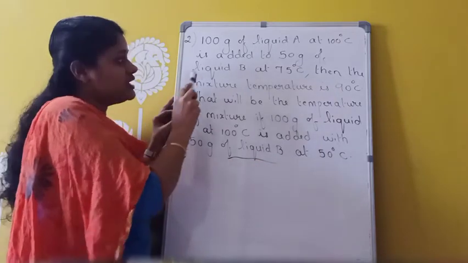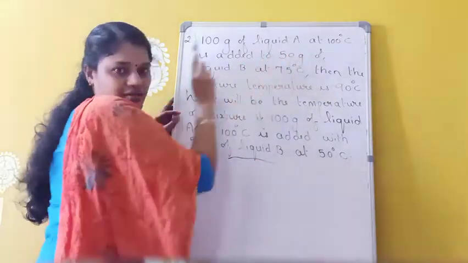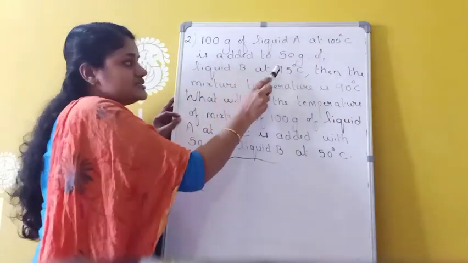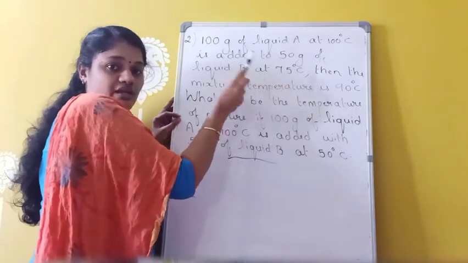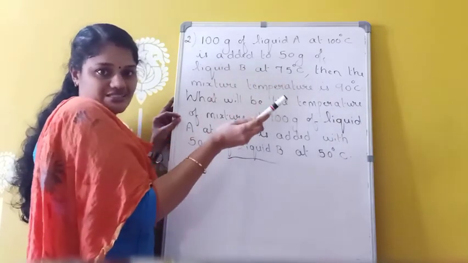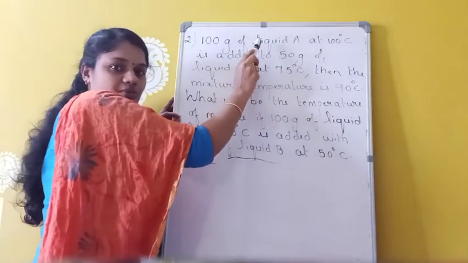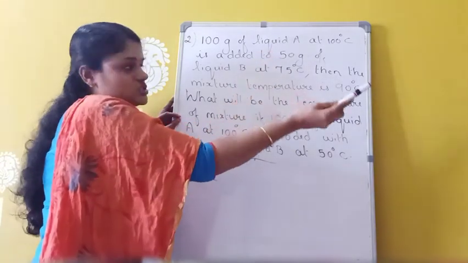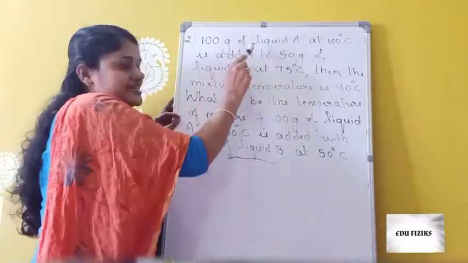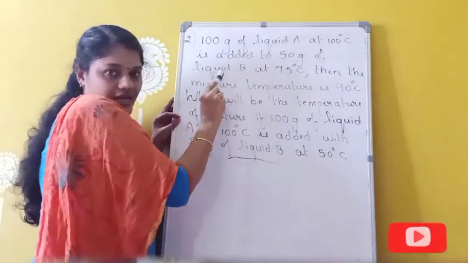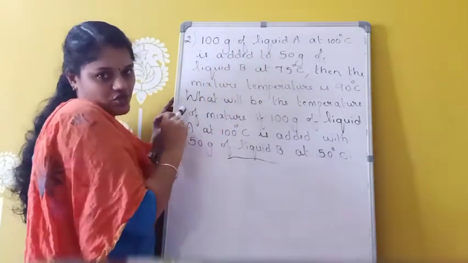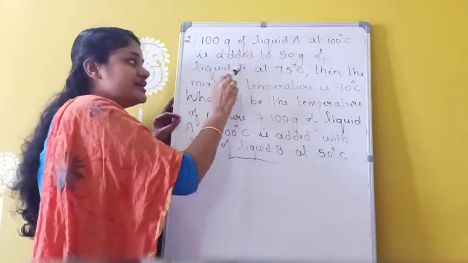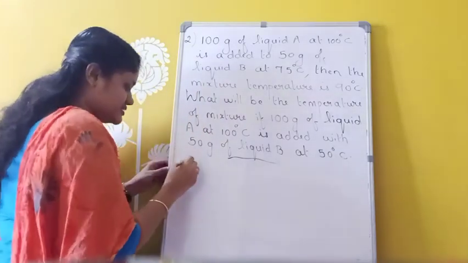The second case. Okay. So here liquid A is at a higher temperature because it is at 100 degrees Celsius and liquid B is at a lower temperature, 75 degrees Celsius. Normally whenever we are mixing two liquids at different temperatures, what will happen? The hot liquid will be transferring heat to the cold liquid. So here liquid A will be transferring heat energy to which one? To liquid B. So the heat is lost by which one? Liquid A, and this heat is gained by which one? Liquid B. And this heat lost by liquid A must be equal to the heat gained by which one? Liquid B.